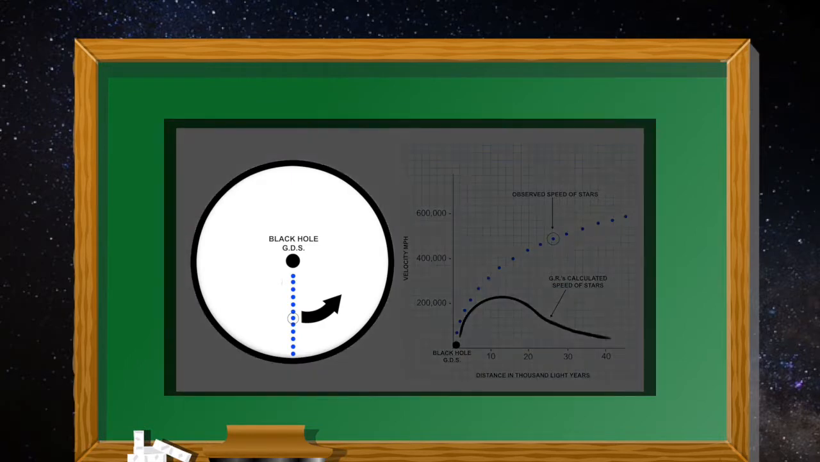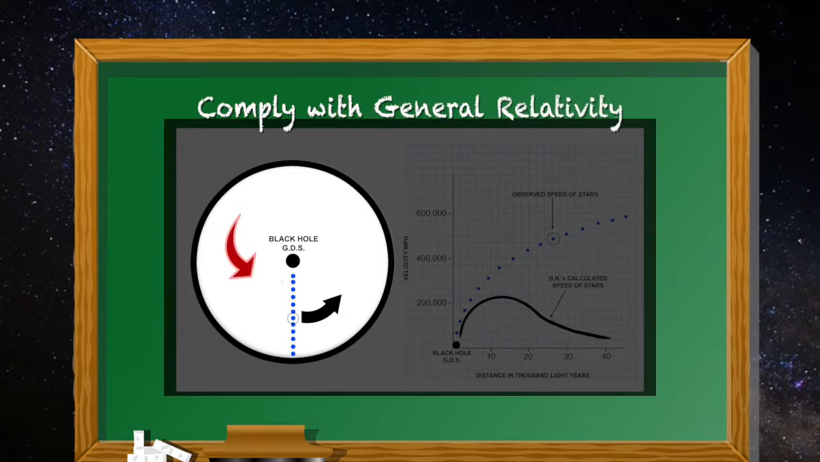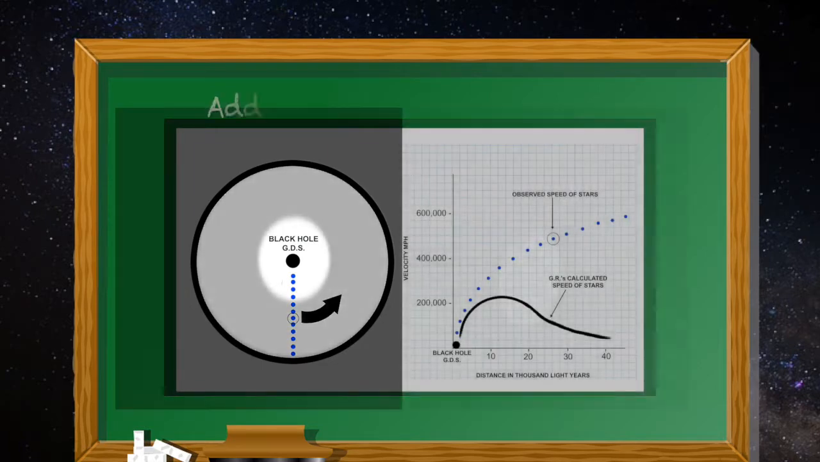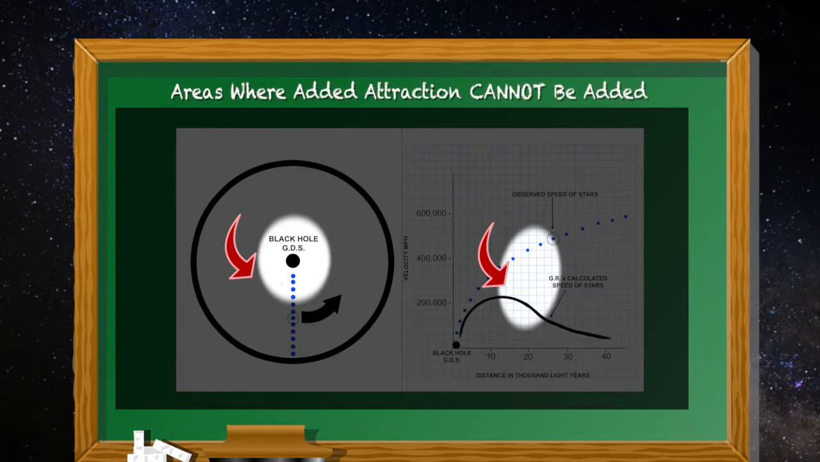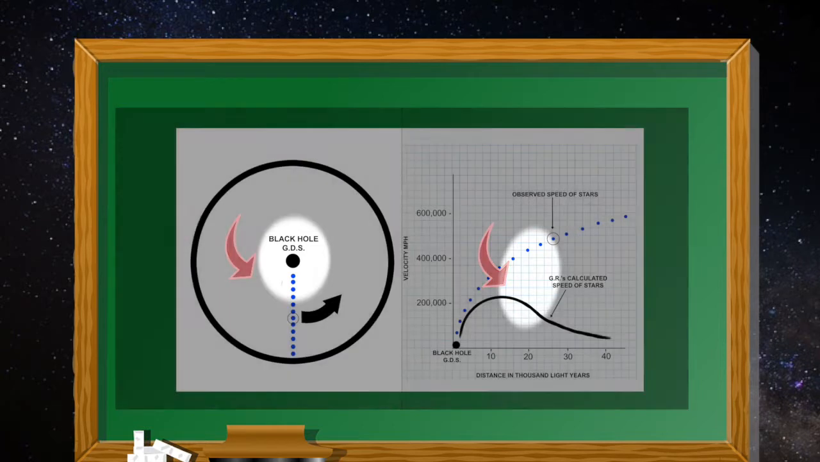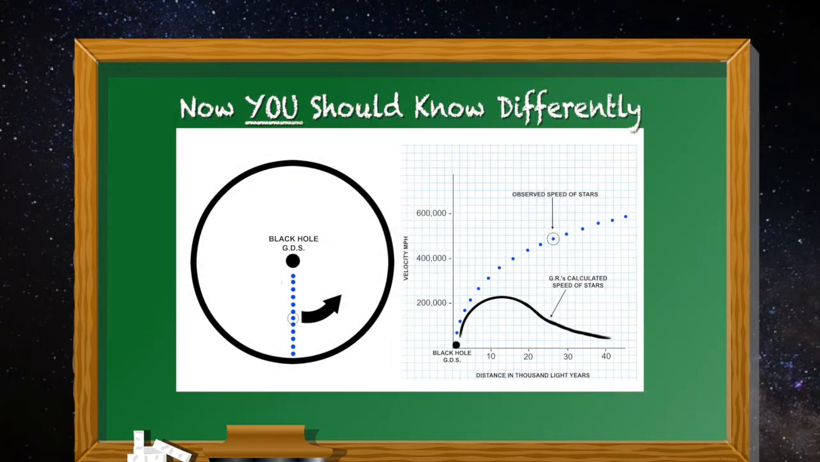Researchers have discovered hundreds of planets orbiting solar systems within our galaxy that comply with general relativity. These same researchers insist on adding dark matter attraction to the galaxies, including these areas where they themselves know the added attraction cannot possibly be added. Now, you should know differently.